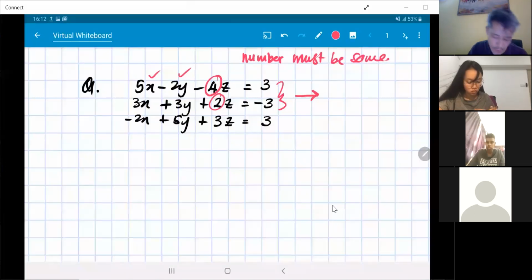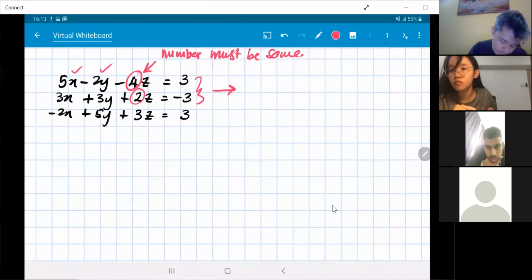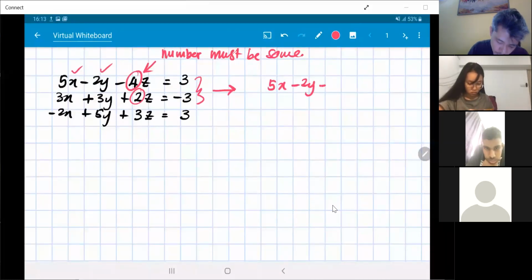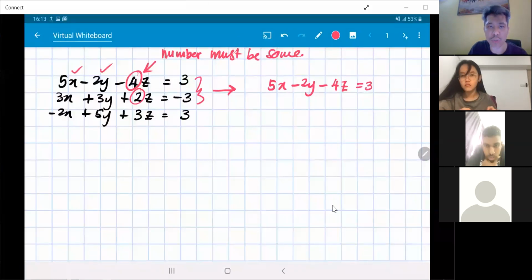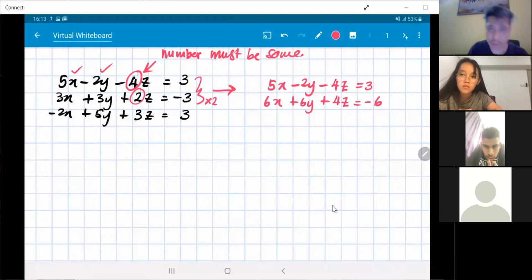So I want these two numbers to be the same. One number is 4, one number is 2. If I want the number to be the same, the first one, no problem. I can just copy back 5x minus 2y minus 4z equal to 3. But the second equation, I must times 2. I must times everything by 2. If I times everything by 2, I will have 6x plus 6y plus 4z equal to negative 6. You see that? Now the z becomes the same.